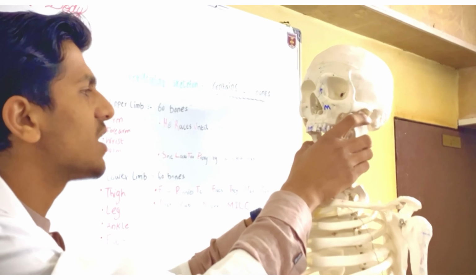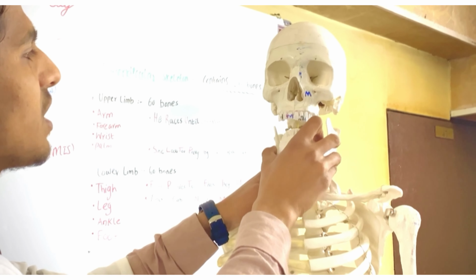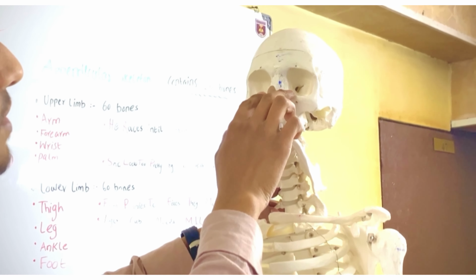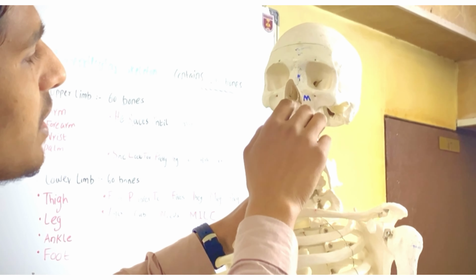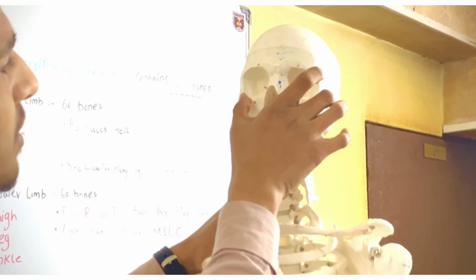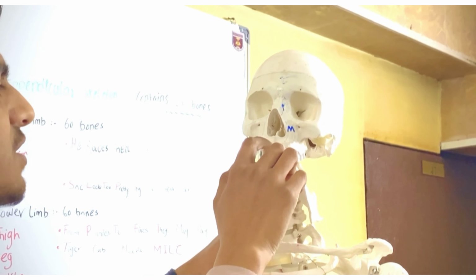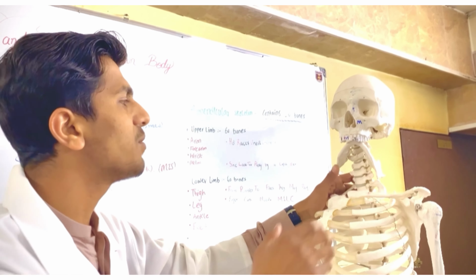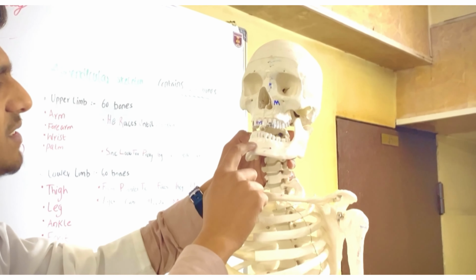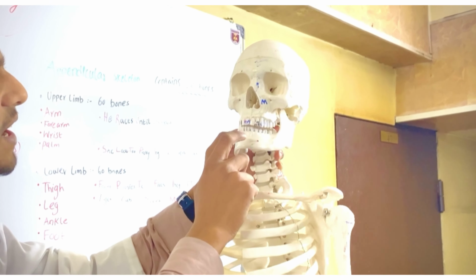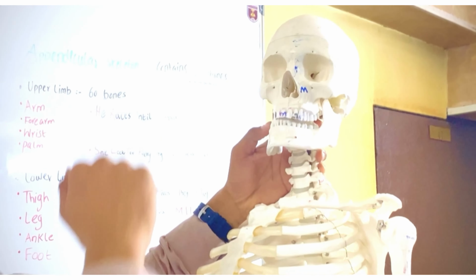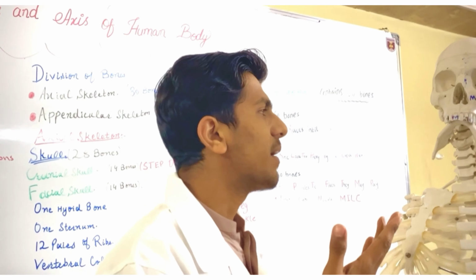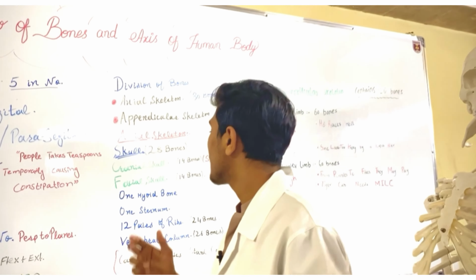The 6 paired bones are first the nasal bone, palatine bone, nasal concha, lacrimal, zygomatic, and the last one is maxilla. Those are the 6 paired bones. And the 2 unpaired bones: one is the mandible, which is broken in that skeleton, and one is the vomer, which is present in our nose. So that was about the skull of the axial skeleton.